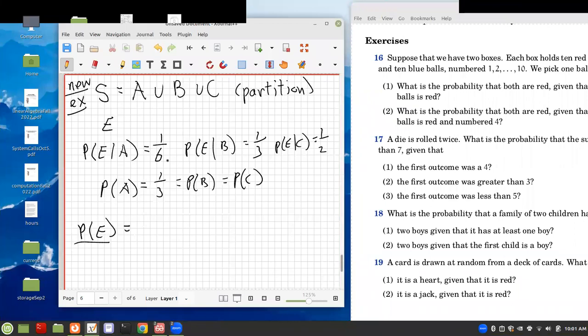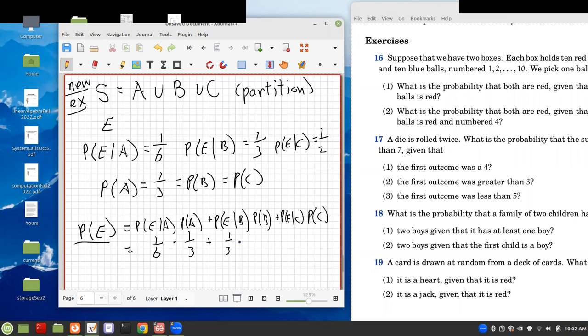You're just applying the law of total probability. So this is the probability that E occurs, given that A occurs, times the probability of A, plus the probability that E occurs, given that B occurs, times the probability of B, plus the probability that E occurs, given that C occurs, times the probability of C. Well, I've given you all of these. This would be 1/6 times 1/3 plus 1/3 times 1/3 plus 1/2 times 1/3.